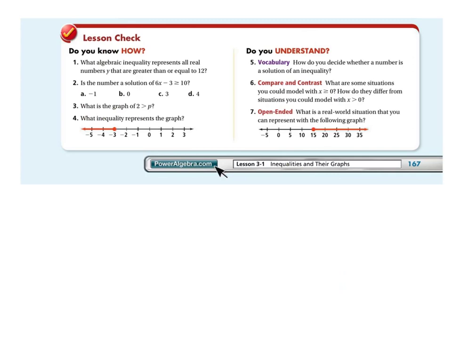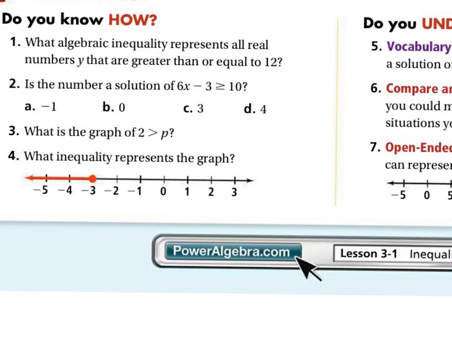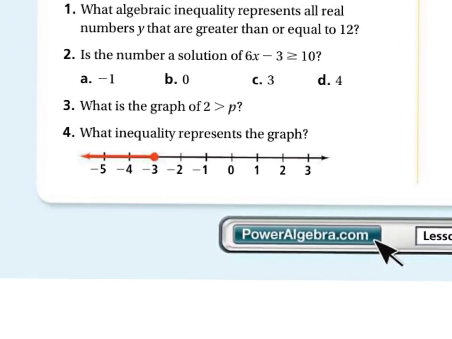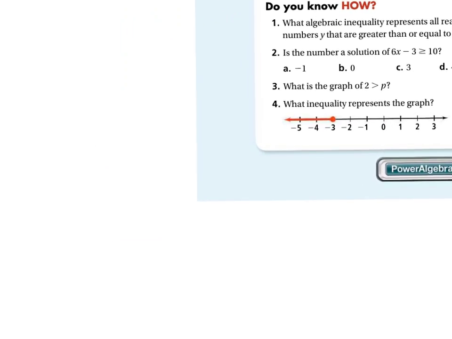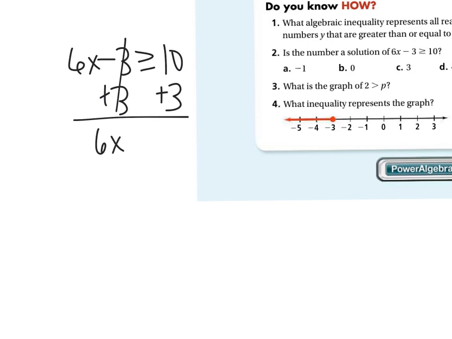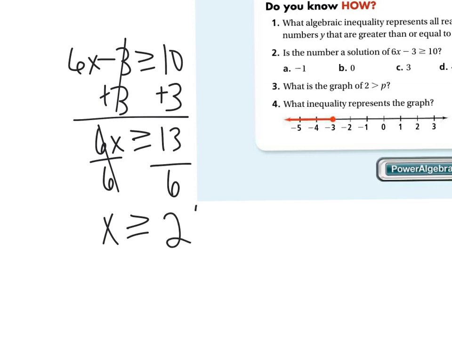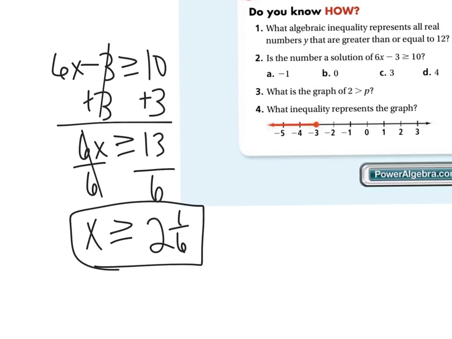On the lesson check number 2, it's asking whether these are solutions of this inequality. They're asking us for 4 different things here, so I would probably go ahead and just solve the inequality and see if these work or not. So first thing would be add 3 on both sides. And then divide by 6. You might want to change this over. If you divide that out, change it to a mixed number, that would be 2 1/6. So anything greater than or equal to 2 1/6, that's going to work.